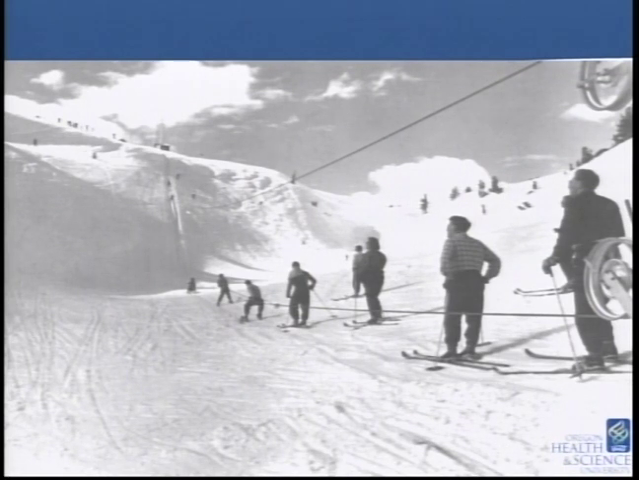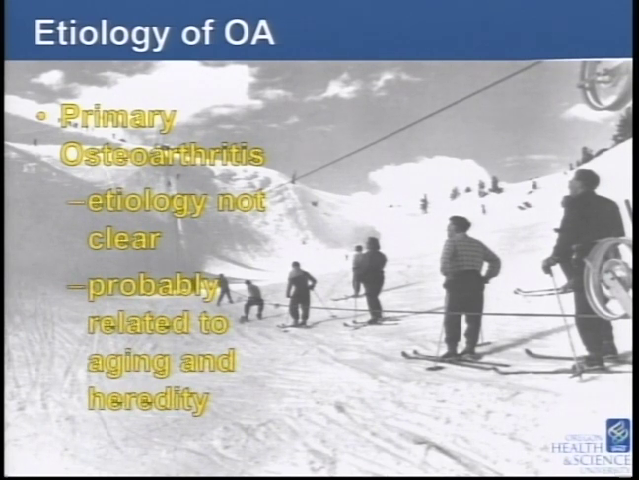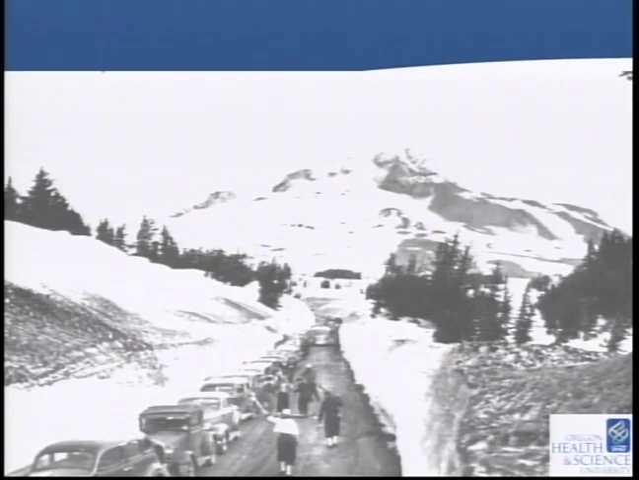Well, let's go back to what causes osteoarthritis. And we talk about primary osteoarthritis, and really the etiology isn't clear. It probably has to do with aging. It probably has to do with heredity. But it's not exactly clear.